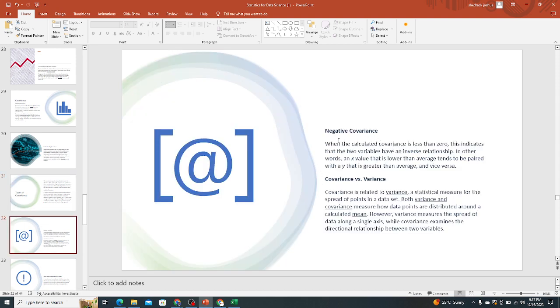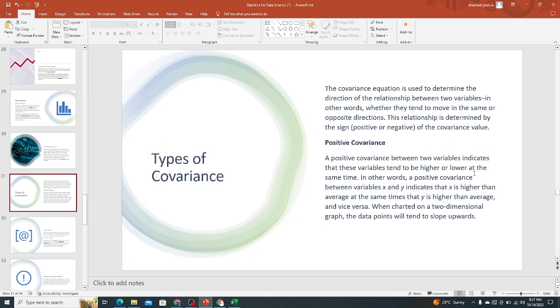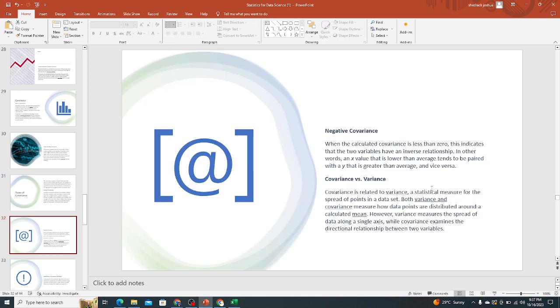Then negative covariance. So when we are talking about negative covariance, the calculated covariance is less than zero. For positive covariance, it's more than zero. The value is greater than zero, okay? So you can see when calculated, this is negative covariance, its value is less than zero. This indicates that the two variables have an inverse relationship. In other words, an X value that is lower than the average tends to be paired with a Y which is greater than the average.